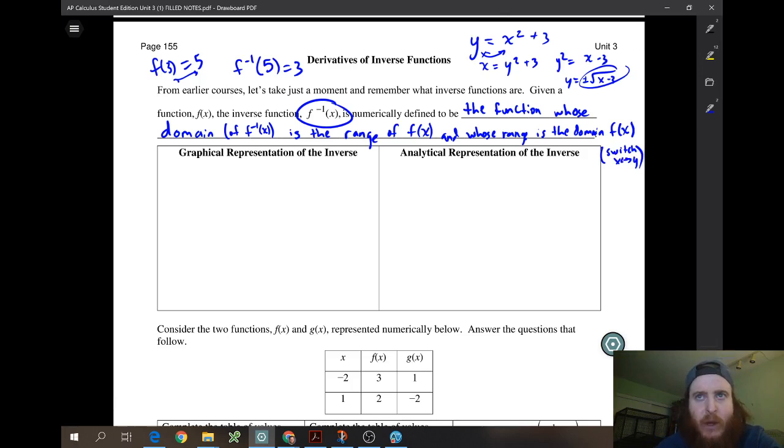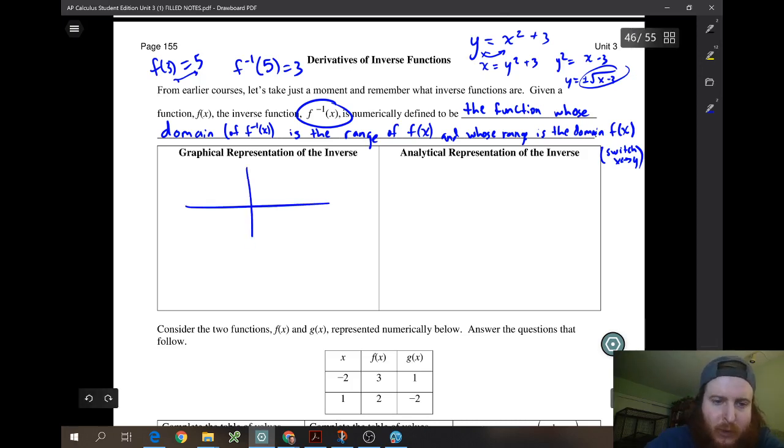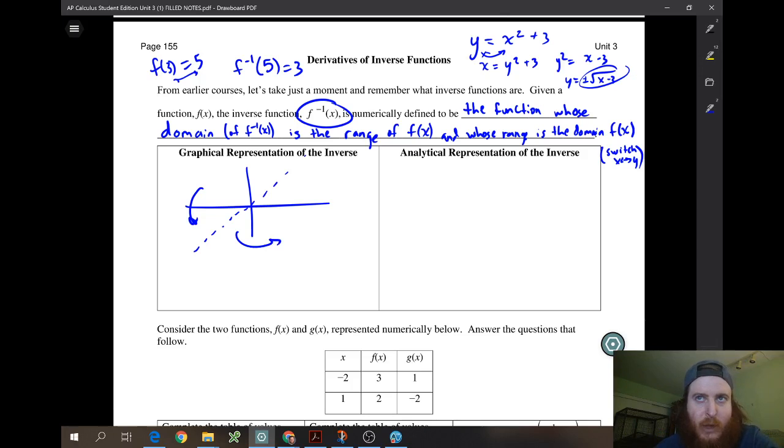So our graphical representation of the inverse function, and this is a little bit weird, is that we flip it around the line y equals x, right? It flips around that line, because you're flipping the x's and you're flipping the y's, so it's going to flip around the line y equals x. So it can work for any function.